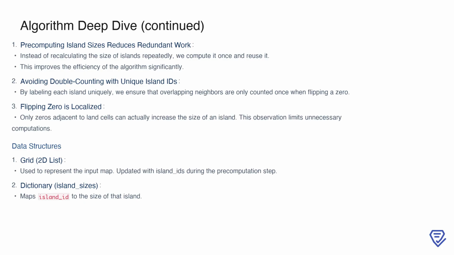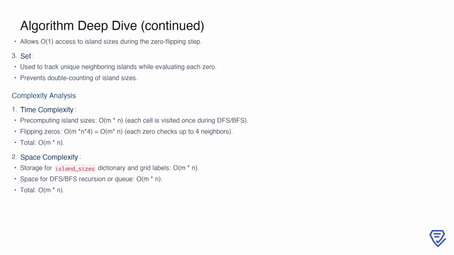is only added once. Additionally, the operation of flipping a zero is localized. Only zeros adjacent to existing land cells have the potential to increase the size of an island. This observation allows us to skip unnecessary computations for zeros that are entirely surrounded by other zeros. Efficient data structures further enhance the algorithm.